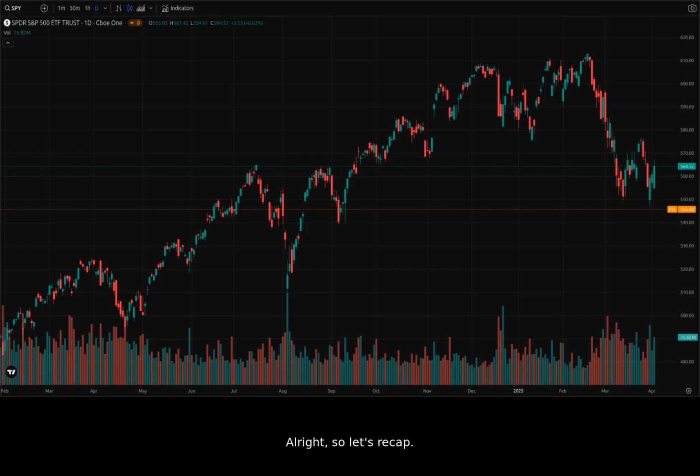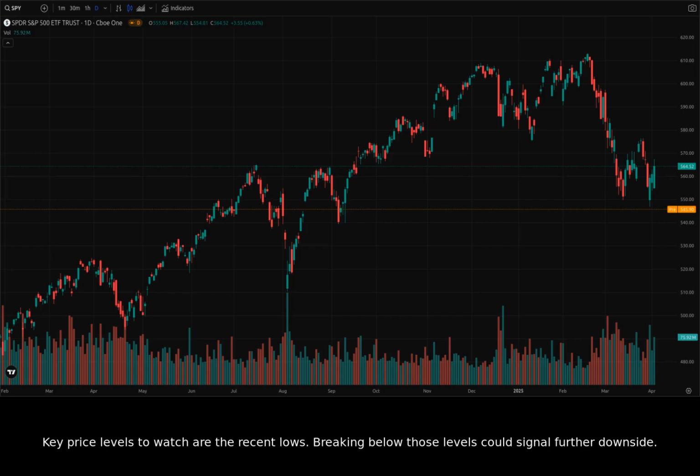Alright, so let's recap. President Trump's tariffs have created high volatility in the SPY. Key price levels to watch are the recent lows. Breaking below those levels could signal further downside. Resistance will likely be found near previous highs.